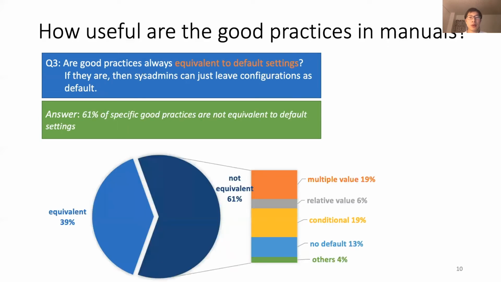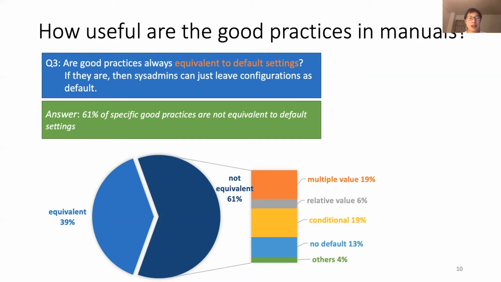For the third question, 61% of specific good practices are not equivalent to default settings. This pie chart shows the percentage, and the stacked bar on the right side further decomposes the reasons why good practices are not equivalent to default settings. The most frequent reasons are multiple values and conditional good practices. Multiple values means a good practice may recommend multiple values to have sysadmins choose the one that best suits their environments and requirements. Conditional good practices are those that recommend a value based on some condition. For example, if parameter A is enabled, it recommends to enable parameter B.